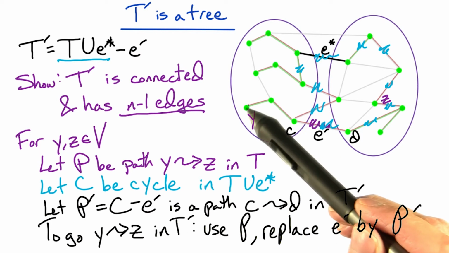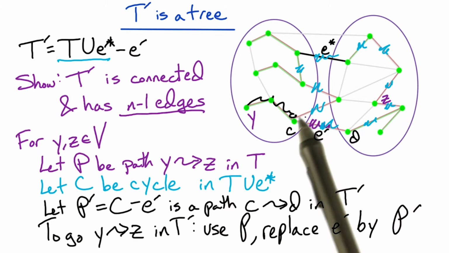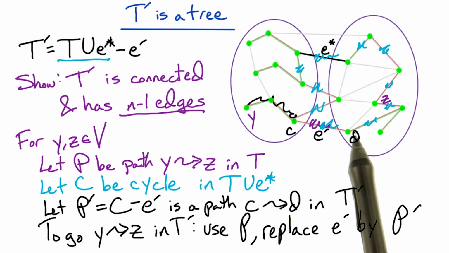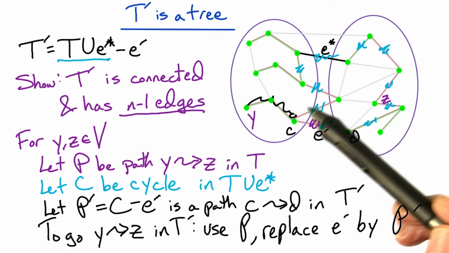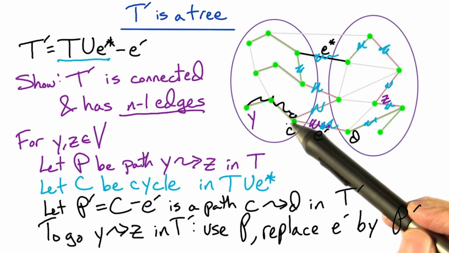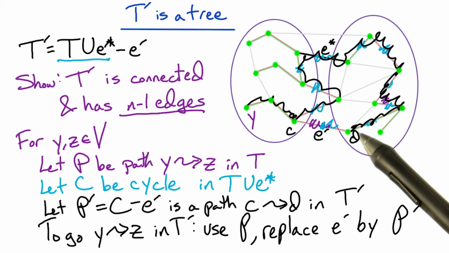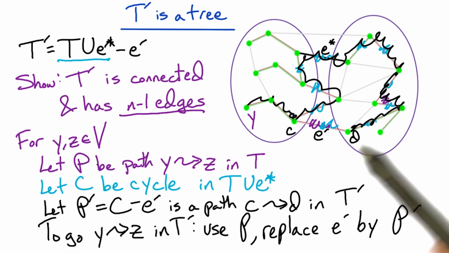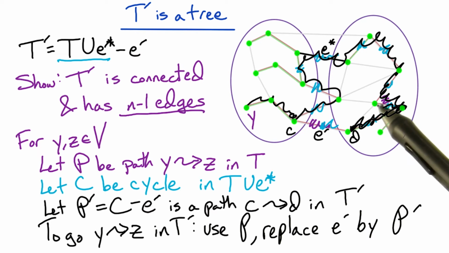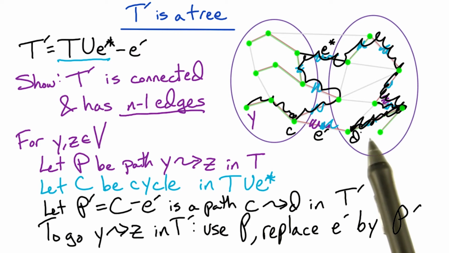So we're going to go along this path, and now the original path uses this edge E prime, but it doesn't exist now. So we use the rest of the cycle. That gets us over to D, and then from D we follow the rest of the path P. So actually in this example we're backtracking. So this doesn't actually give us a path, it gives us a walk. But it shows that Y and Z are connected in T prime.